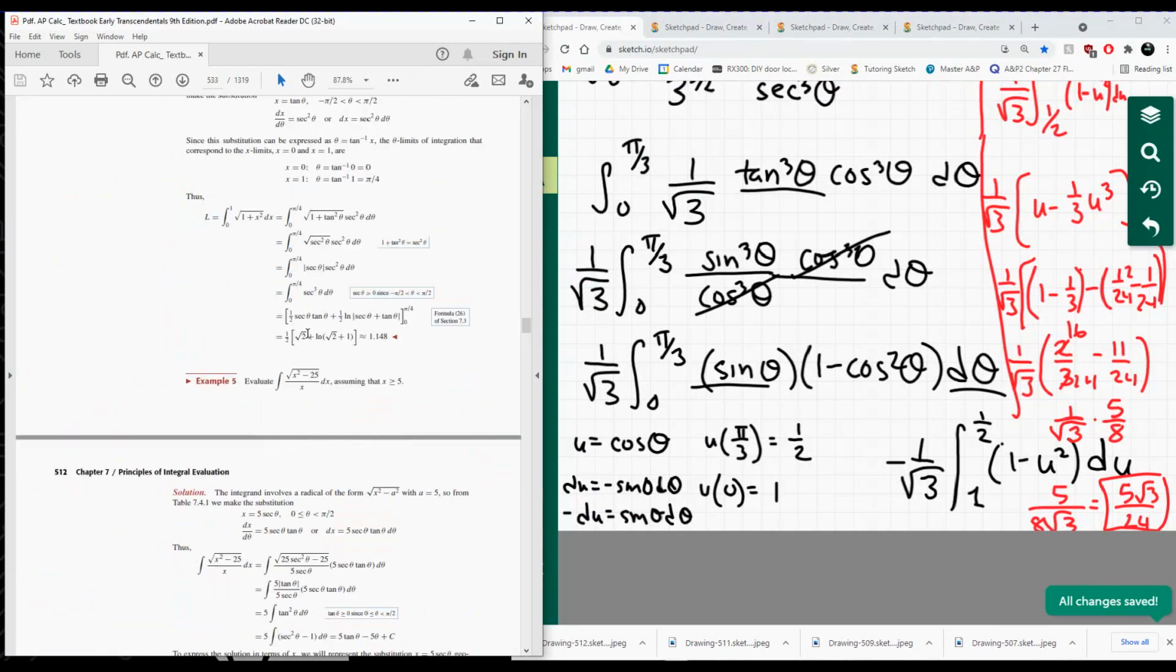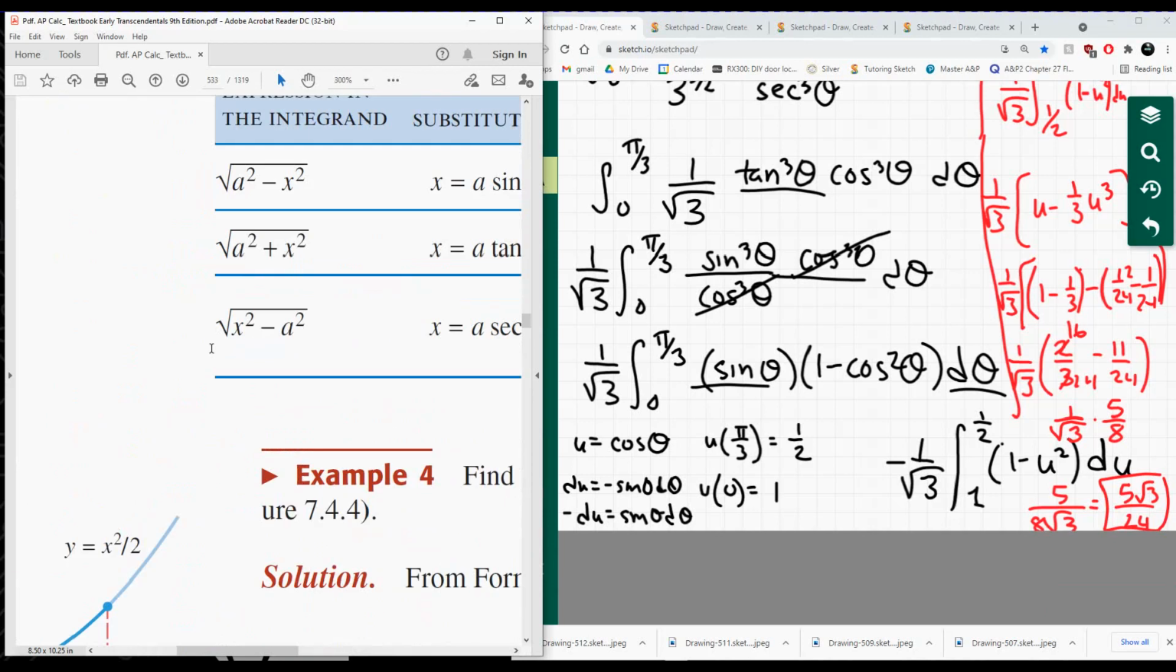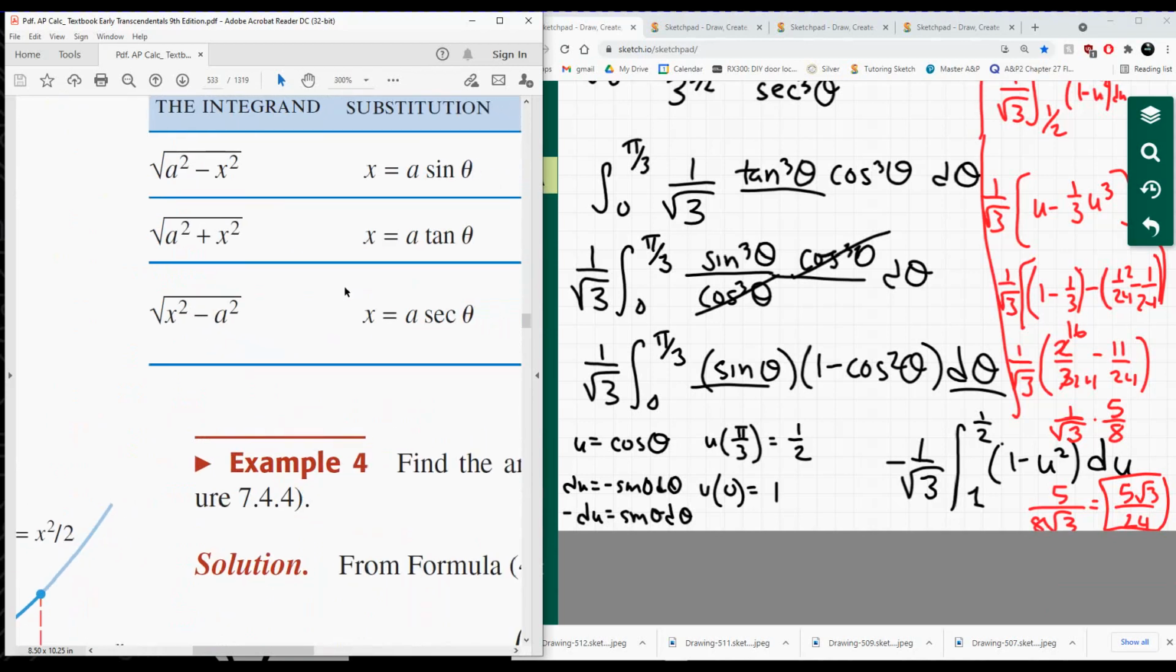And finally, the third type of problem that we expect is when you have a difference of squares in which x is going to be the first term. And that involves replacing with the secant.